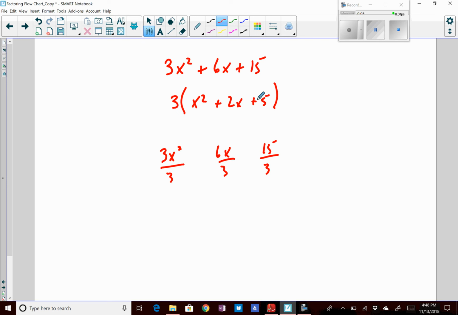It says in the next box, a is equal to 1. Well, that's the case here, right? Because we know there's a 1 in front of the x squared. So it says we're looking for something that multiplies to c and adds to b. In this case, we're looking for something that multiplies to 5 and adds to 2. If you take a look at the factors of 5, it's basically 1 and 5. So no combination of those two numbers will give us a 2. So this can't be factored any further. We stop there, and our final answer is 3 times x squared plus 2x plus 5.